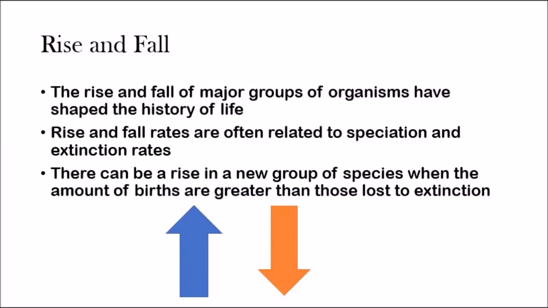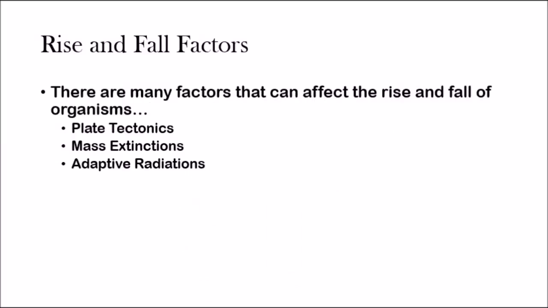Rise and fall rates are often related to speciation and extinction rates, so that's why we're studying them. And there can be a rise in a new group of species when the amount of births are greater than those lost to extinction. Okay. That's kind of just logic there. So there's three main rise and fall factors. The three we're going to be studying are plate tectonics, mass extinctions, and adaptive radiations.